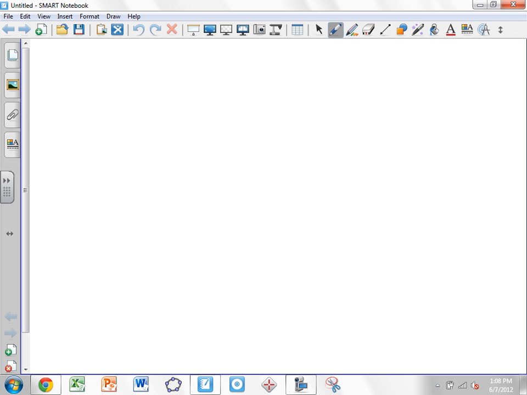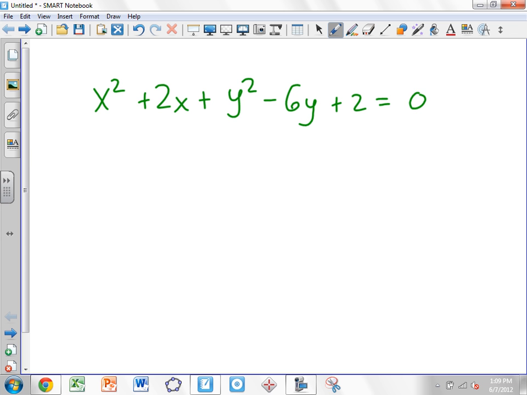Okay, so let's say we have x squared plus 2x minus 6y plus y squared plus 2 equals 0. Okay? And the question is: graph the circle using the method of completing the square so that we can do this. All right. First of all, do you remember what you start with?